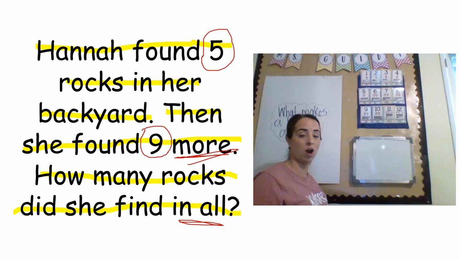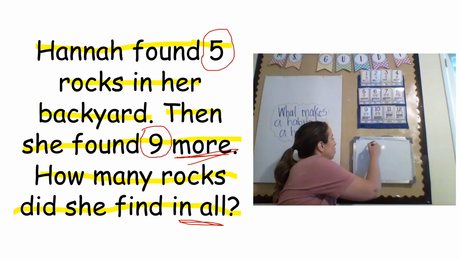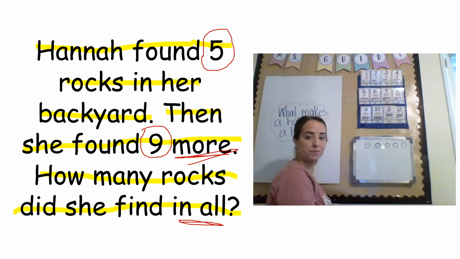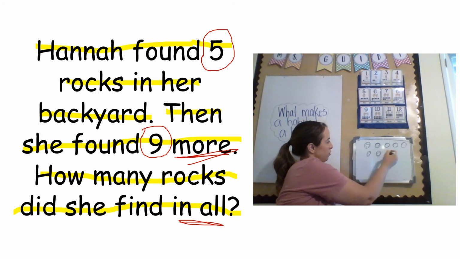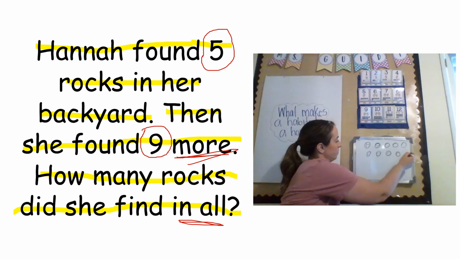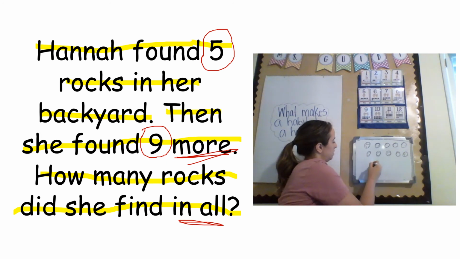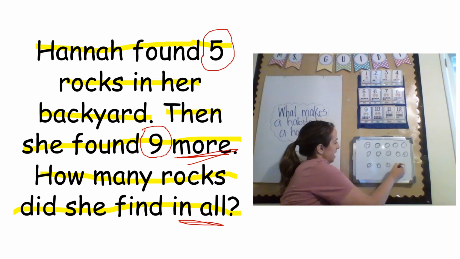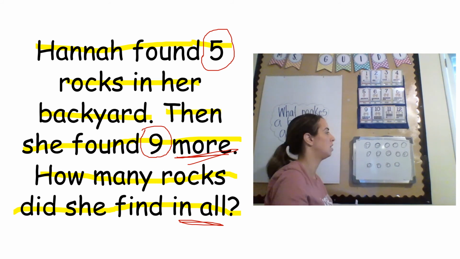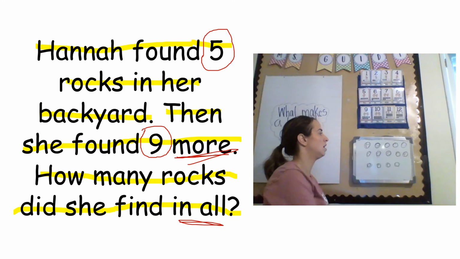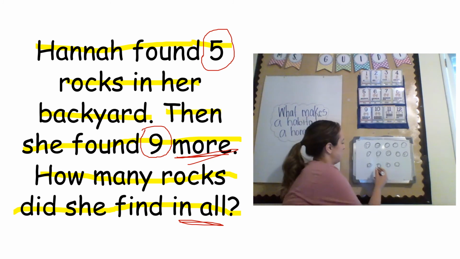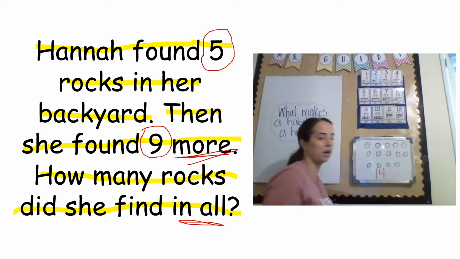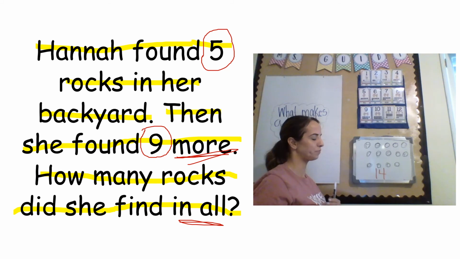So how many am I going to draw first? 5. 1, 2, 3, 4, 5. And then how many more am I going to draw? 9 more. 1, 2, 3, 4, 5, 6, 7, 8, 9. All right, so I know if I subitize, this is 10, 11, 12, 13, 14. Oh, I keep doing the same answers, huh? 14. A 1 and a 4, 14.